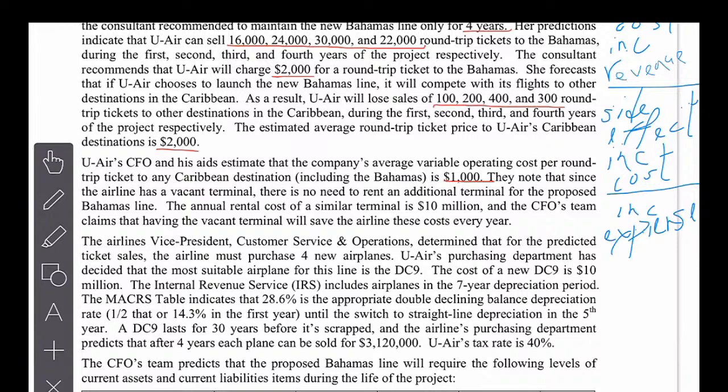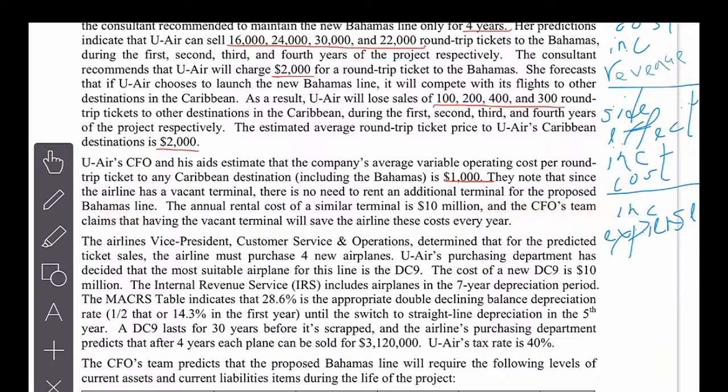Well, yes, I guess on the flights. Right. So the net revenue, net profit. There's other expenditures, so I don't want to call it profit yet, but on the flights, it's the net revenue, yes. Okay, so then they note that since the airline has a vacant terminal, this is important. Well, it's all important, but this might be tricky. The airline has a vacant terminal. There is no need to rent an additional terminal for the proposed Bahamas line.